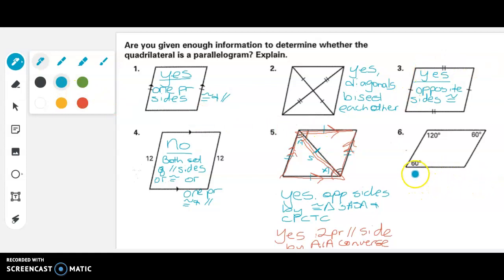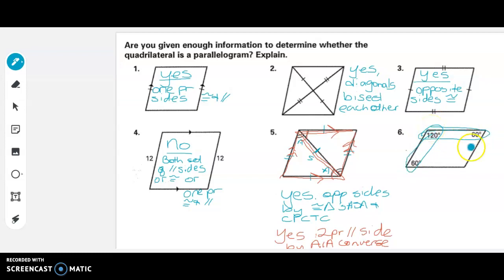Okay, so number 6, is it a parallelogram? Let's see. Consecutive angles are supplementary. So I could take a look at 60 and 120. Those add up to 180. So those are supplementary. You could also take these two. Those are supplementary.